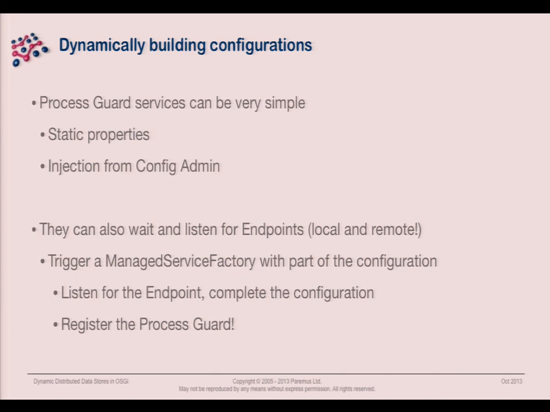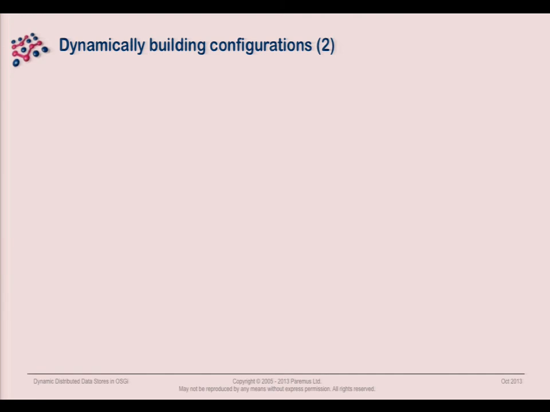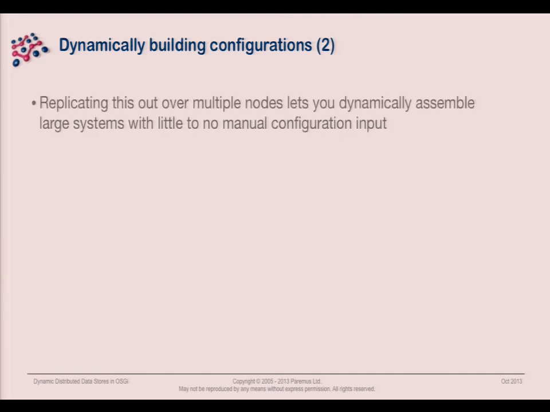Effectively what we're doing is using the OSGi dependency and resolution model, where you would not be able to resolve and start your bundle until all of its dependencies were available. And we're doing exactly the same thing with the configuration of our external process. So you can then build this dynamic configuration by replicating out over multiple nodes, and you can build this big system where everything is configured automatically without you actually having to say, oh yeah, it's running on this host and this port, because that's being given to you by the URI on the endpoint.